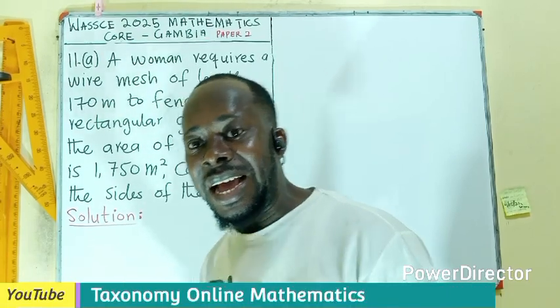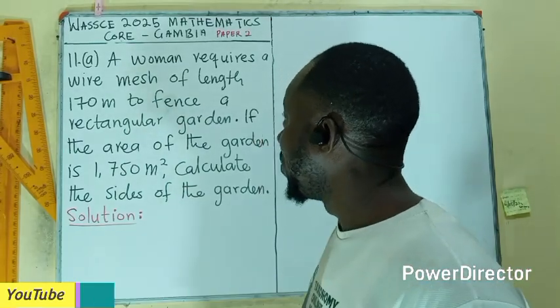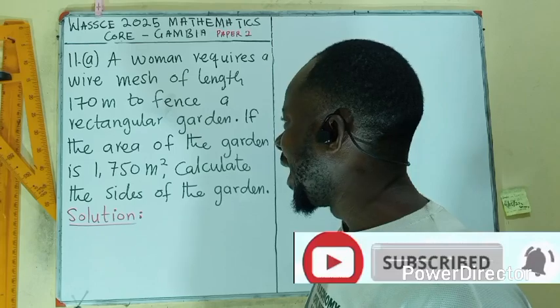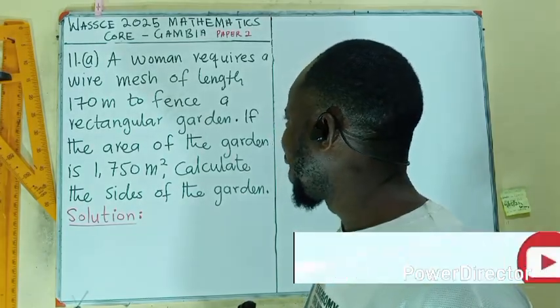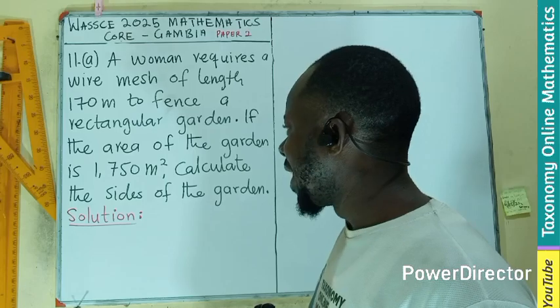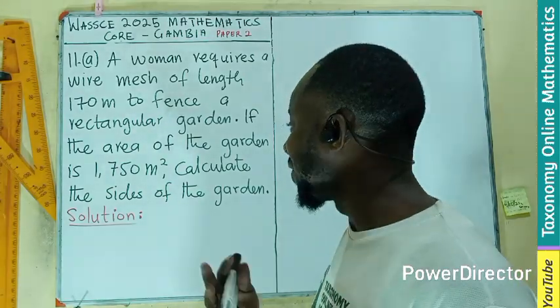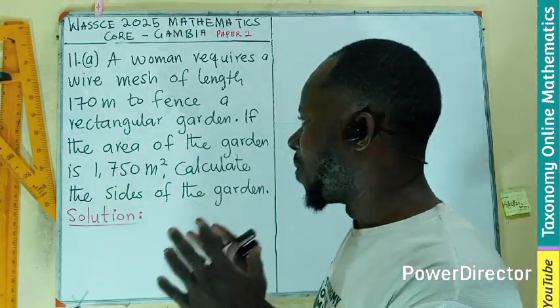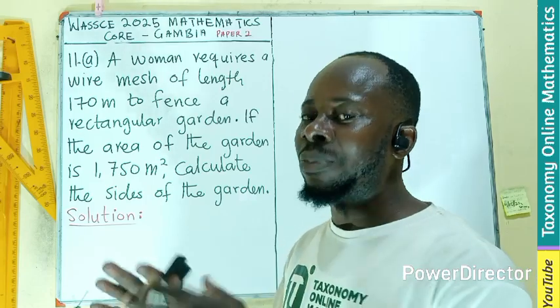Another nice question, number 11A for the Gambia. A woman requires a wire mesh of length 170 meters to fence a rectangular garden. If the area of the garden is 1,750 meters squared, we have to calculate the sides of the garden. So we know the area of a rectangular plot or shape is the length times the breadth.